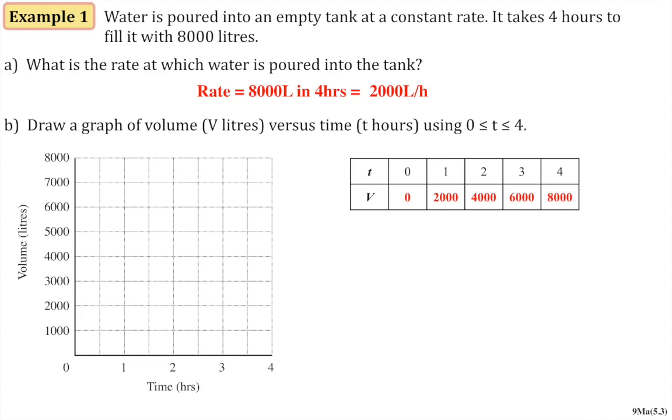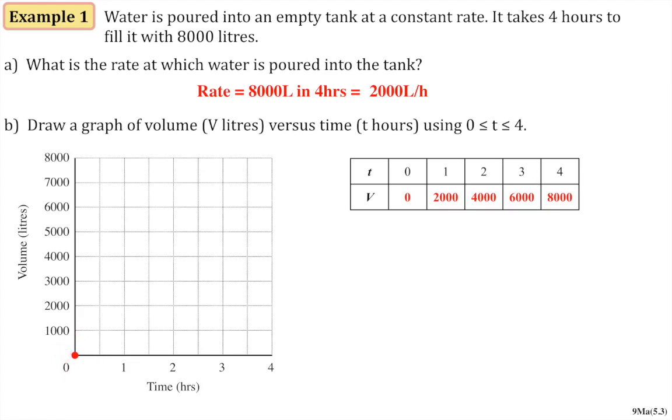Now it says to draw a graph. I could have actually got away with just using those values. It doesn't say I have to put the values in between, but it's really useful to know how to find them. So I know that 0, 0, because there's no water in the tank initially.